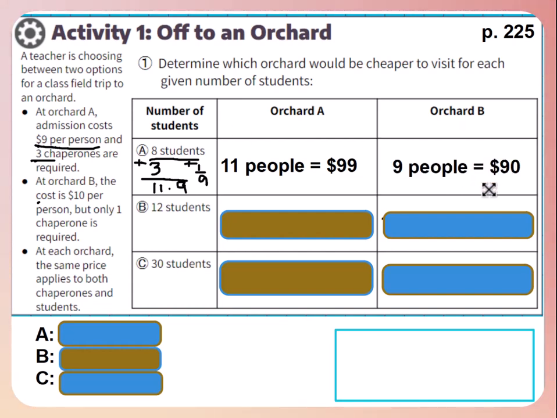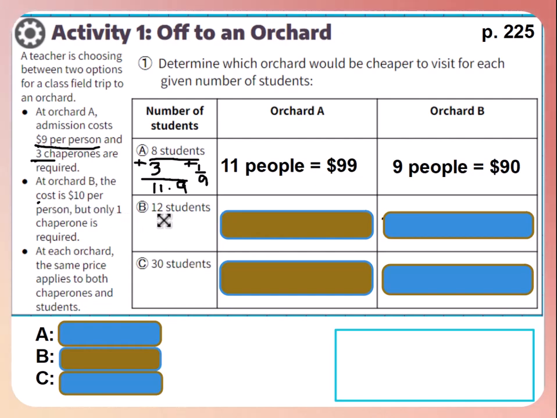So that would be $90 for 9 people. Now let's move down to this scenario. Scenario B. Oh, I'm sorry. Scenario B.